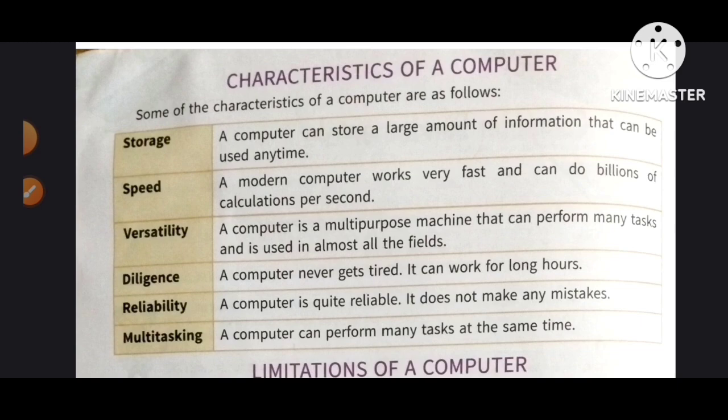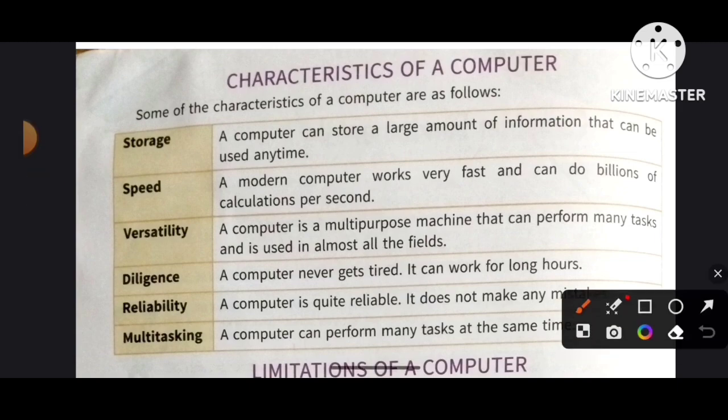Next is versatility. Versatility is what? A computer is a multi-purpose machine that can perform many tasks and is used in almost all fields. Multi-purpose means we can do more than one work at one time. We can play music and then do our work. We can do our Microsoft Word, we can type our letters with the music. So we can say that it is a multi-purpose machine without any mistake.